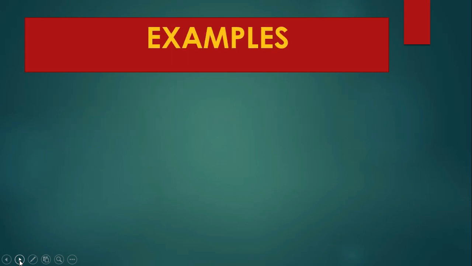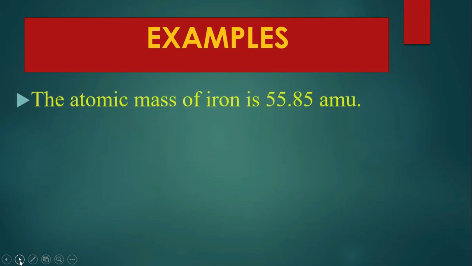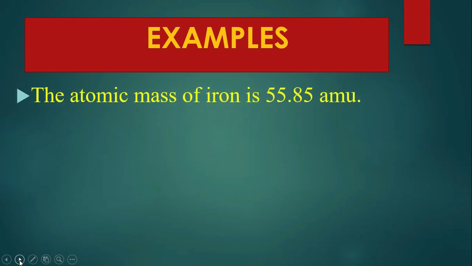Understood? Example, let's take an example of iron. The atomic mass of iron is 55.85 amu. It is the atomic mass that is given. But students, if we talk about the molar mass, it means the quantity is 1 mole.